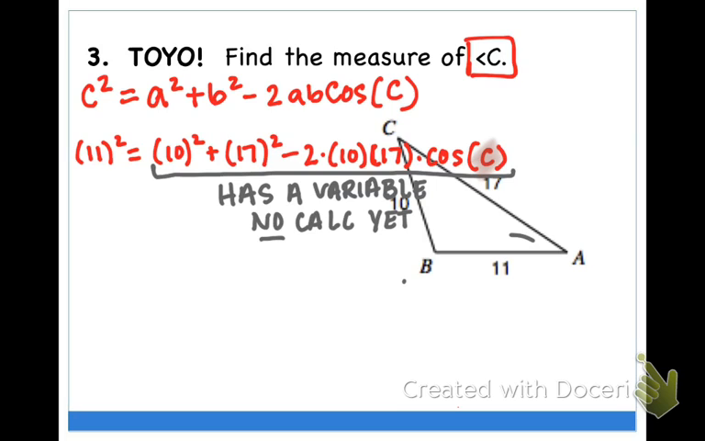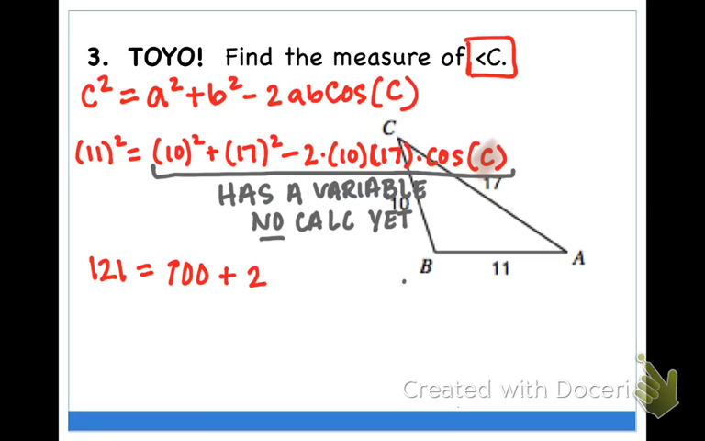We will get to it, and we're actually going to use it very soon in other ways, but we're not just going to plug everything into our calculator. We have to spend a little bit more time doing some algebra. Okay, so we're going to clean up some of our numbers here. I want to square the 11, get 121. Square the 10 gives me 100.